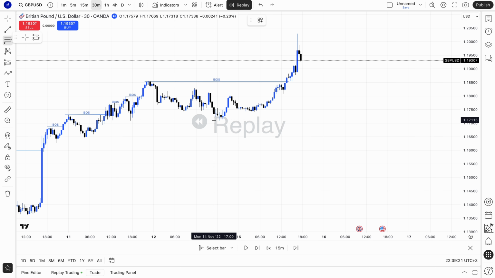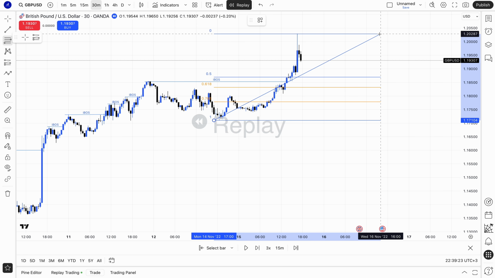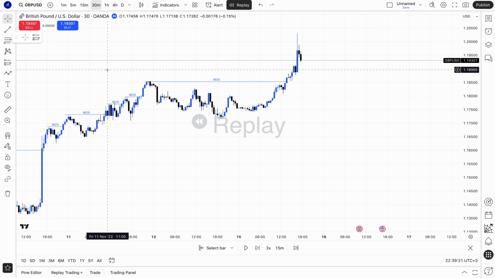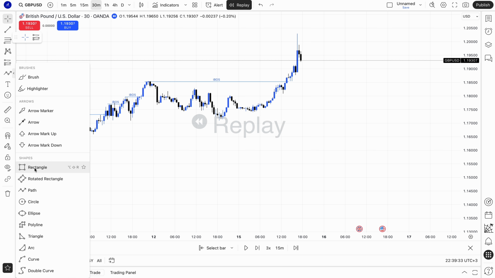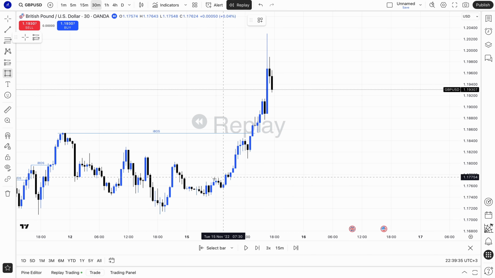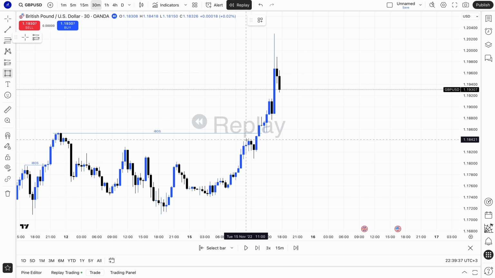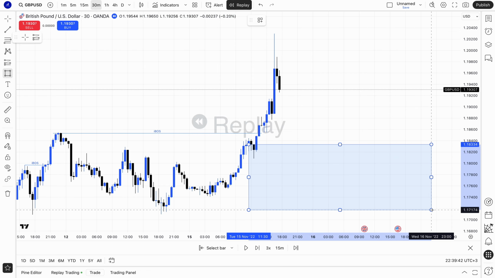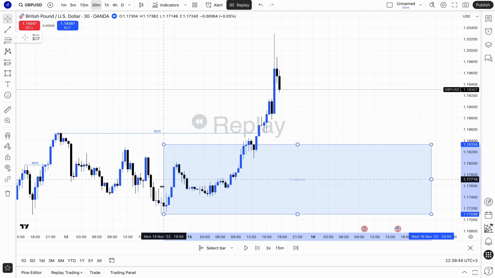Then we can measure our range from swing high to swing low. Then we can have our last candle sell.